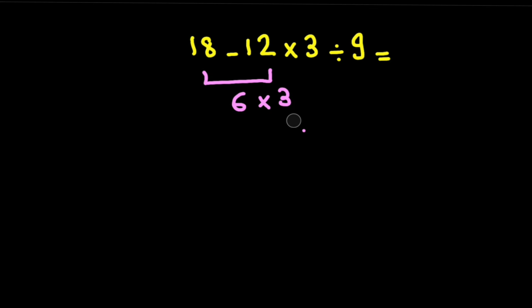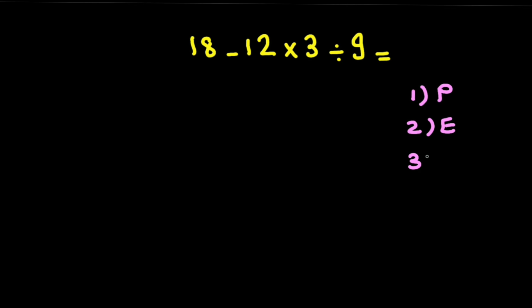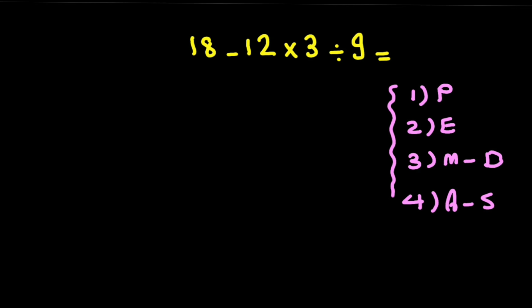According to the rules of mathematics, PEMDAS, we have to solve this math expression in this way. First, parenthesis, then exponent, then multiplication or division, and then addition or subtraction. According to this rule, we have one multiplication here and one division here that we have to solve first. As you know, multiplication and division are equally important, so we have to solve from left to right.